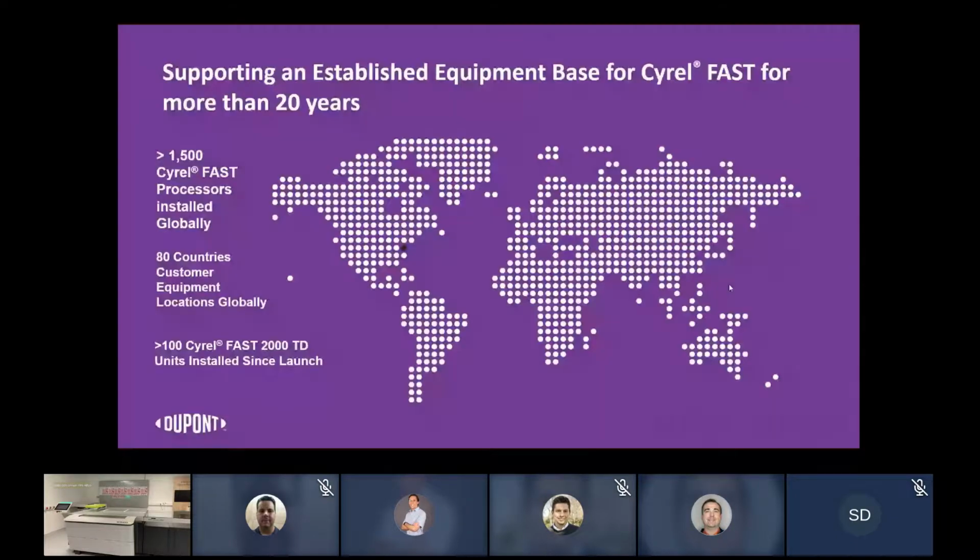Next slide, Rory. All right, so for the past 20 years, we've really improved and learned a lot about thermal processing since we were the first ones. And with each generation and each machine we've released, we get better and better. So right now we have over 1,500 fast processors installed globally in over 80 countries. And with the new next generation 2000 TD fast processor, we have over 100 of those installed over the past 4 years. So slowly growing that next generation fast processor. Next slide.